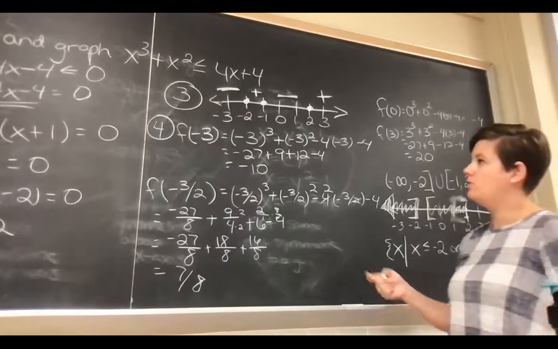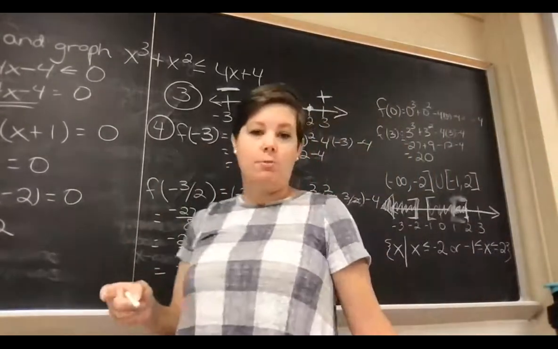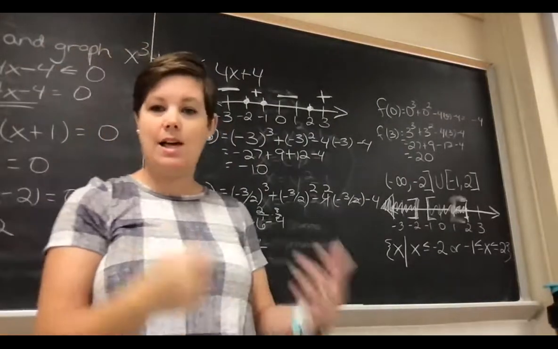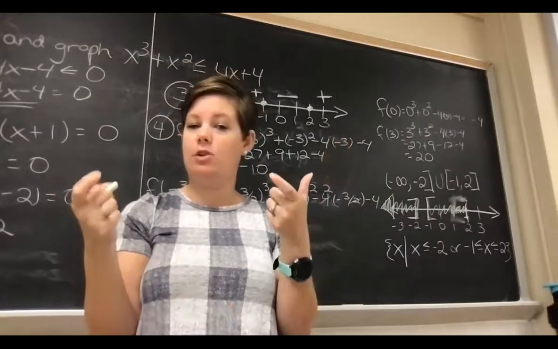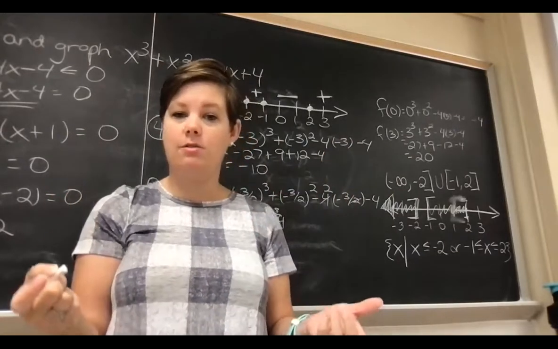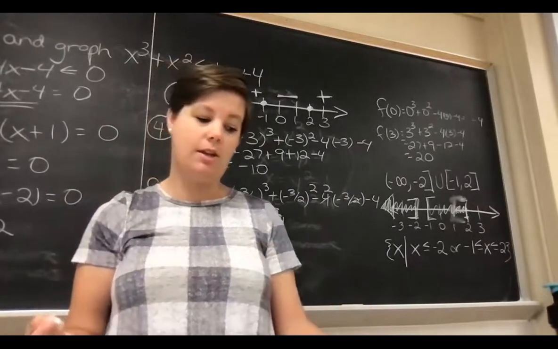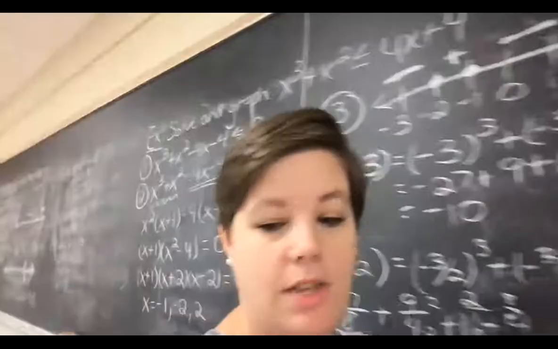So when you're plotting your points and doing the positives and negatives, just remember that if it's less than or equal to, then those are the negative intervals that you're interested in. If it's greater than 0, or greater than or equal to, then those are your positive sections. Okay, so that's how we solve polynomial inequalities.